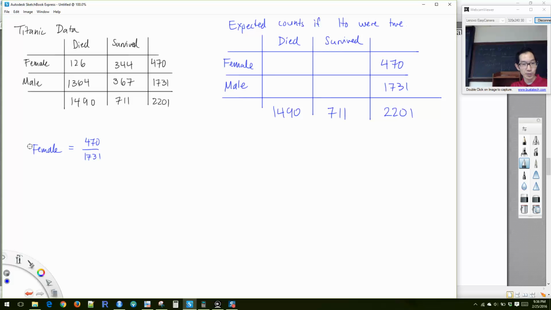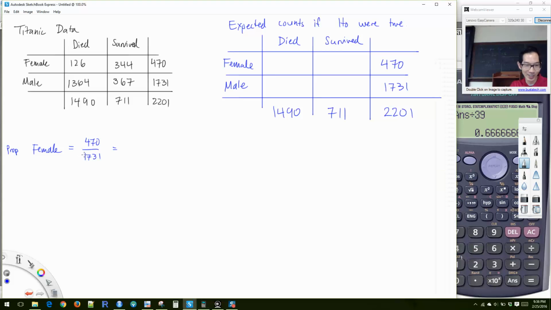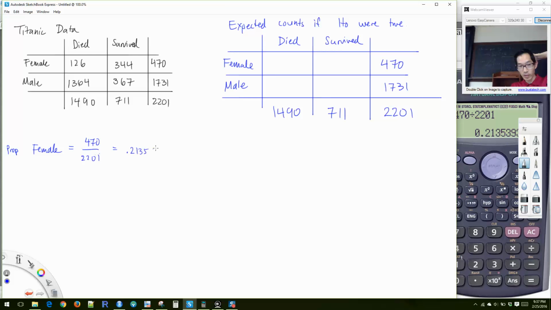Proportion female is 470 over 2201, I apologize. So 470 divided by 2201, okay, so 21.35%, so 0.2135, etc. And then we would expect this number out of the 1490.